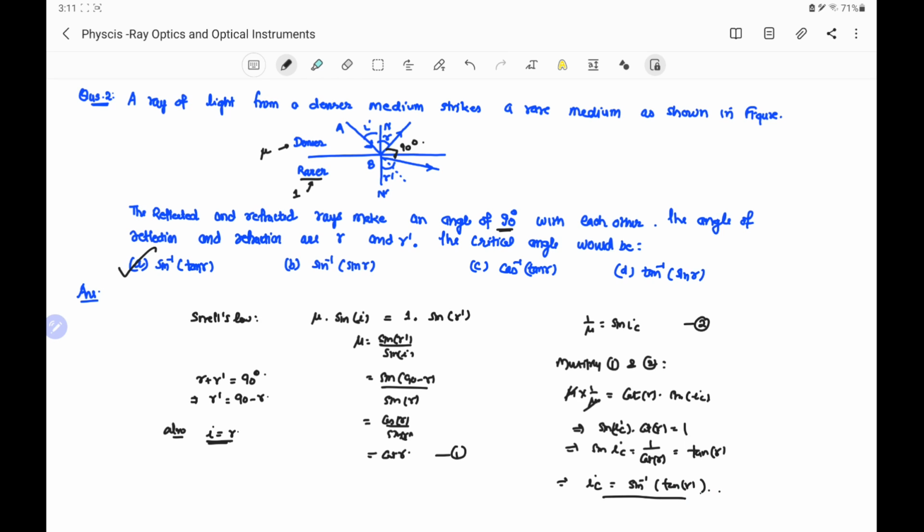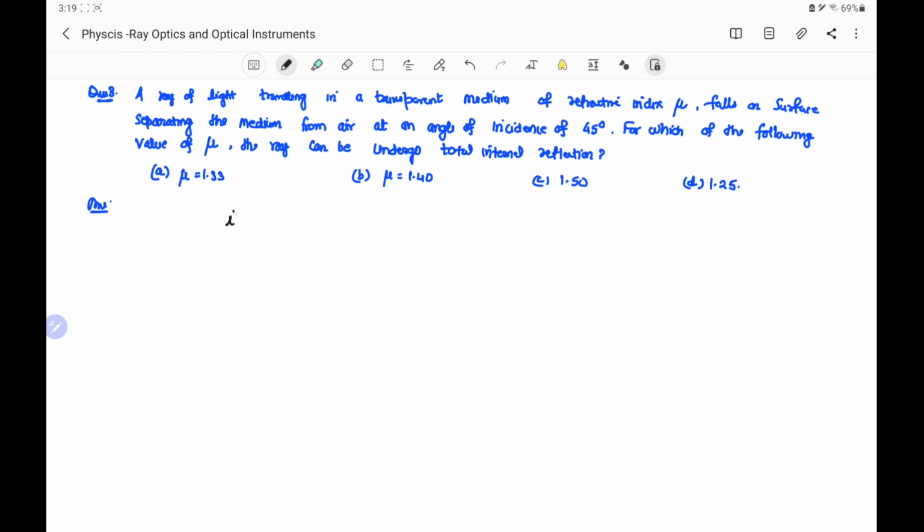Next question: a ray of light traveling in a transparent medium of refractive index mu falls on the surface separating the medium from air at an angle of incidence 45 degrees. So it is given in the question that the angle of incidence is 45 degrees and the ray is traveling from denser to rarer medium, where the rarer medium is air. For which of the following values of mu can the ray undergo total internal reflection? We know for total internal reflection I should be greater than the critical angle, and the critical angle is related to the refractive index as sine IC equal to 1 by mu.